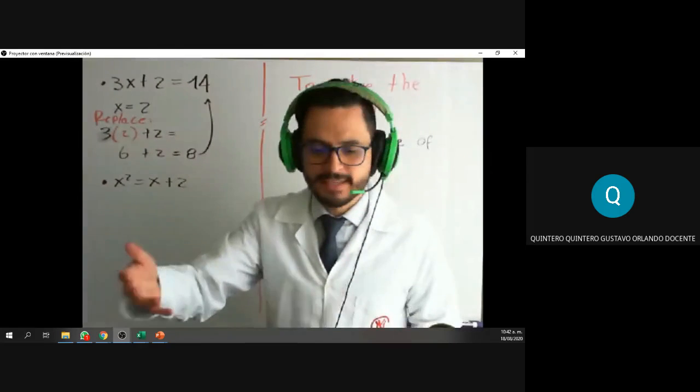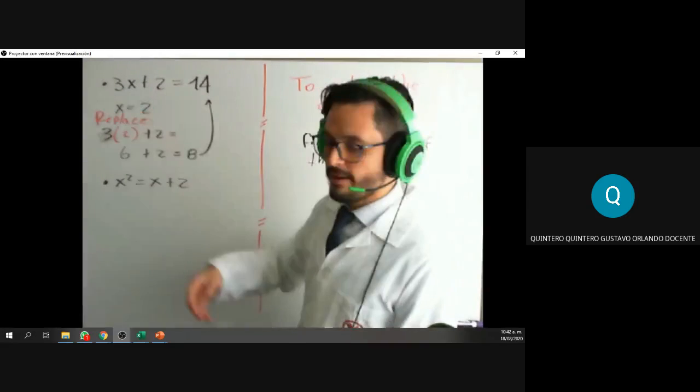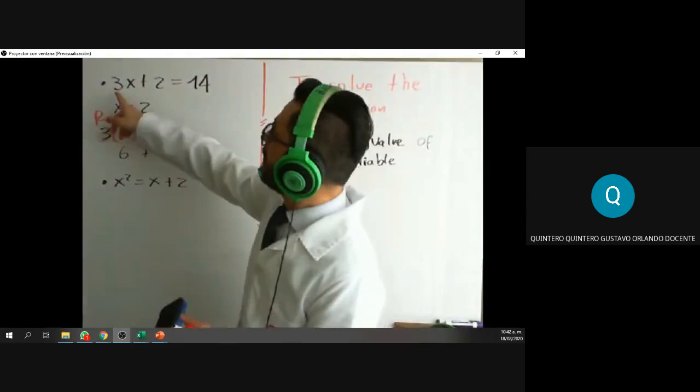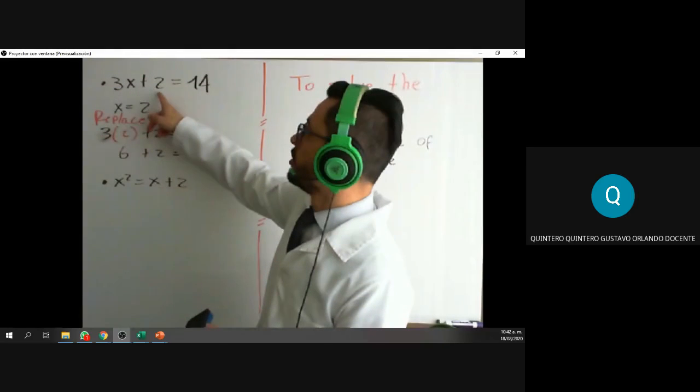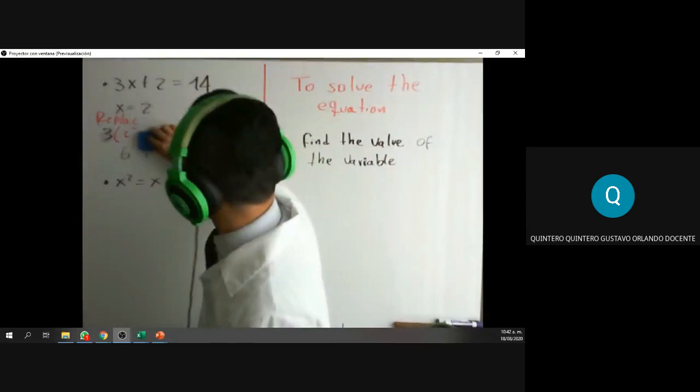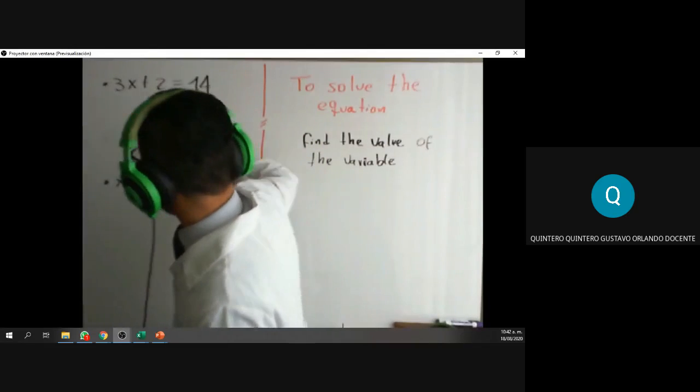Can anybody please tell me in the chat, what is the value for x in here? What is the value that when I multiply by 3 and add 2 gives me 14? All right, thank you guys. A lot of people are writing in the chat. Thank you guys, I appreciate it.